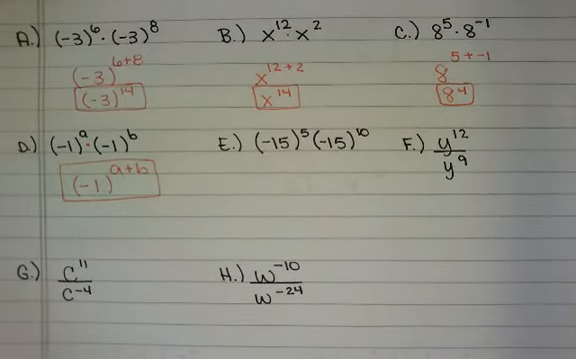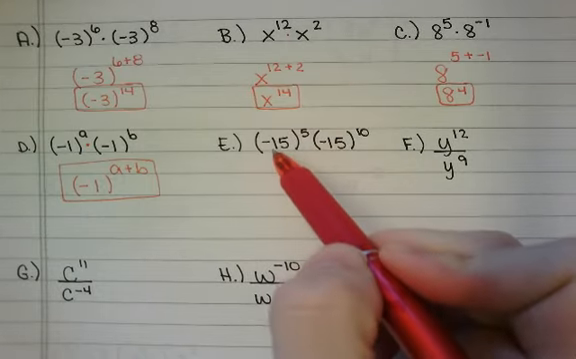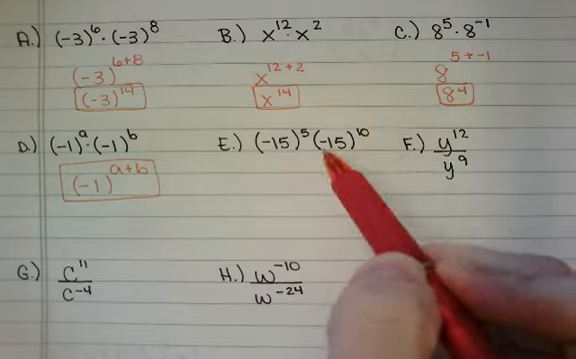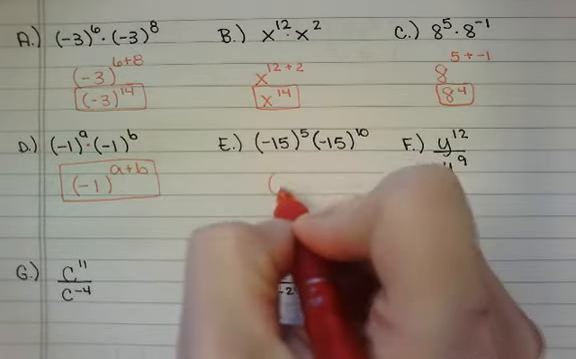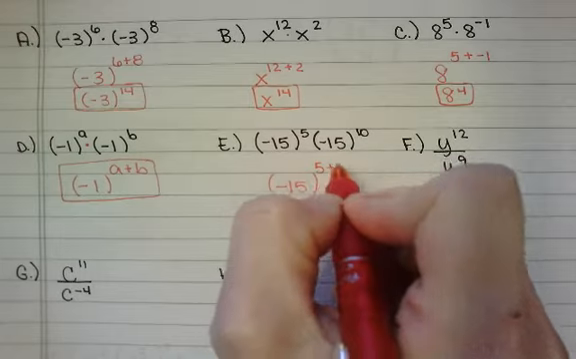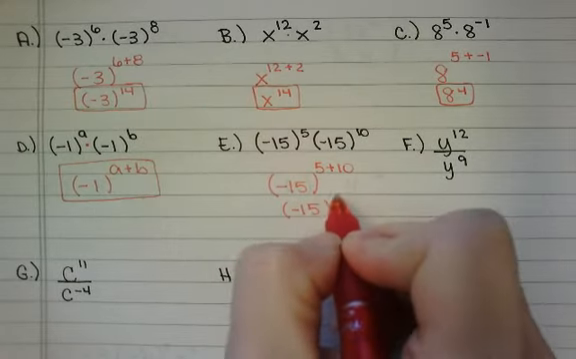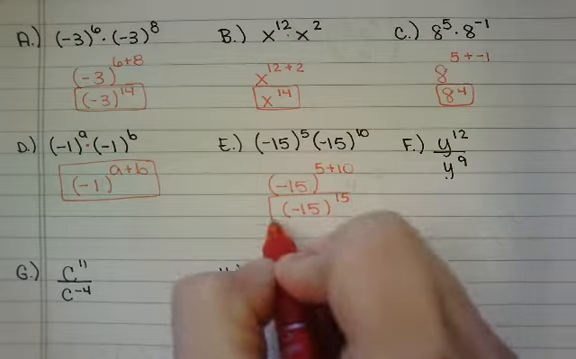On example E, it's asking you how many -15s do you have. So here I have 5 -15s. Here I have 10 -15s, so in total, how many -15s do we have? Again, we can just add those exponents. So we're going to get -15 to the 15th power.